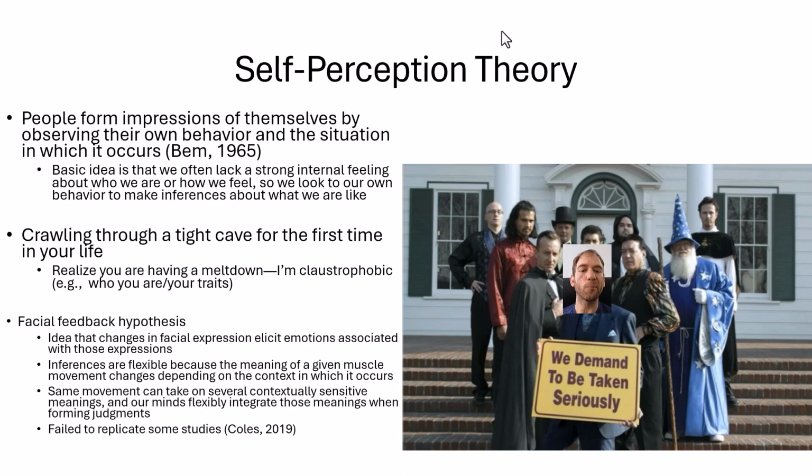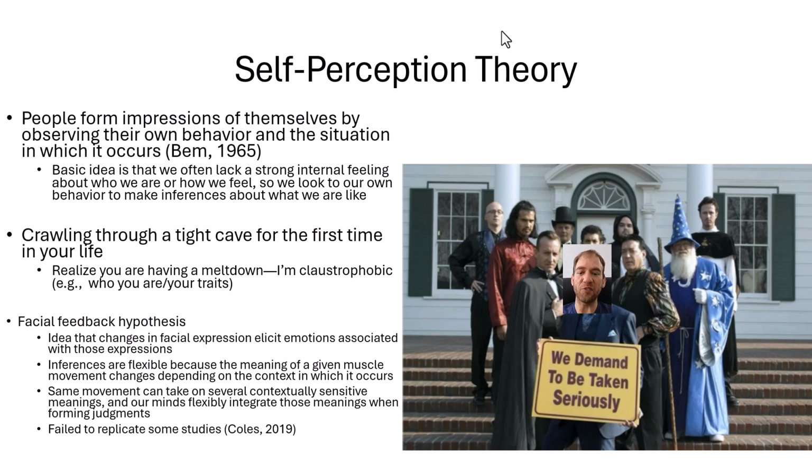Next, we go on to the self-perception theory. People form impressions of themselves by observing their own behaviors in the situation in which it occurs. So you're perceiving yourself. Again, breaking down the theory here. The basic idea is that we often lack a strong internal feeling about who we are or how we feel. So we look to our own behavior to make inferences about what we are like.